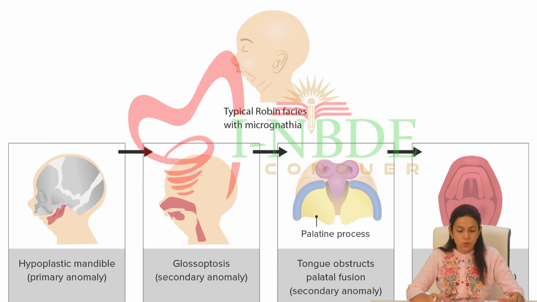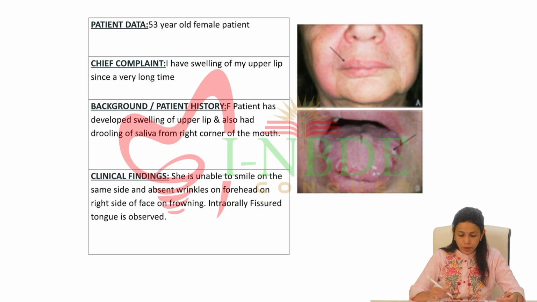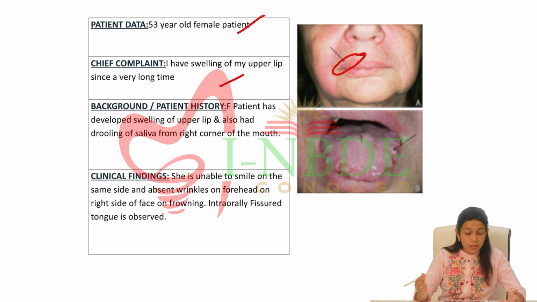Now let's go to the next question. Here again you see the data. It's a 53-year-old female, and the chief complaint is swelling of the upper lip, as you can see, since a very long time. The patient has developed swelling of the upper lip, and there's also drooling of saliva at the corner of the mouth. That is the history.